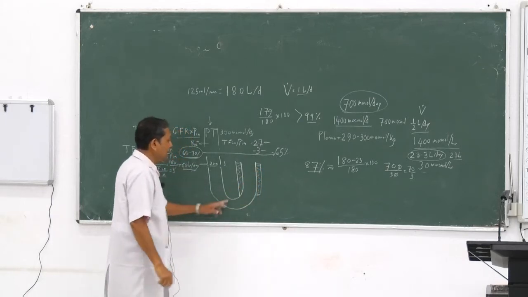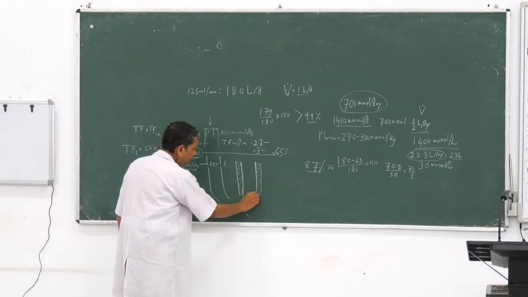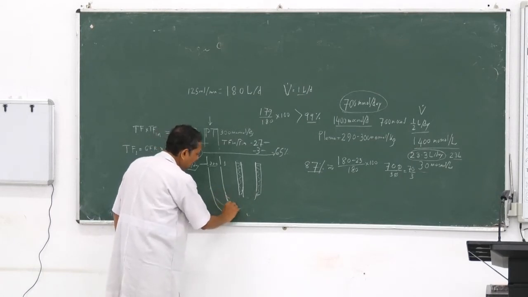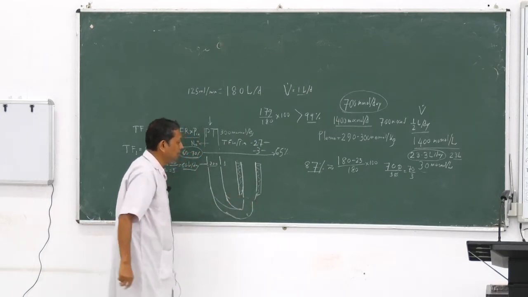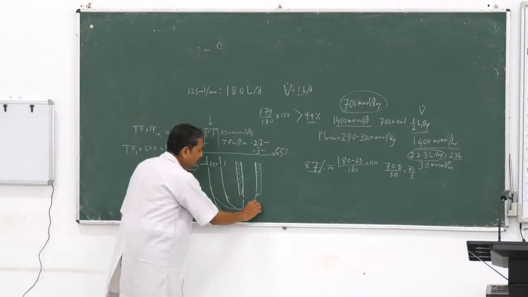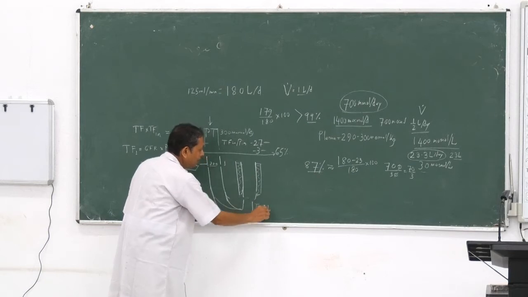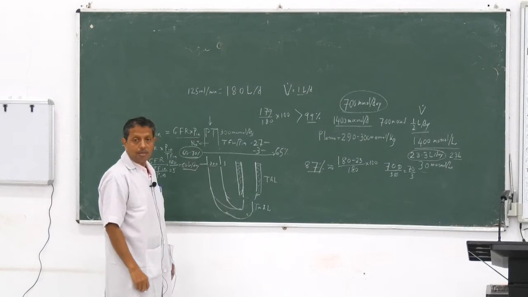Thick limb, and the thin limb, if you consider. These are thin limbs. It is the thin ascending limb of the loop of Henle. It is the thick ascending limb. Loop of Henle.